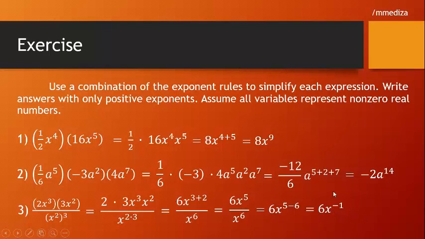To avoid a negative exponent, we can move x raised to negative 1 to our denominator. Therefore, our answer will be 6/x. That ends our discussion for integer exponents.